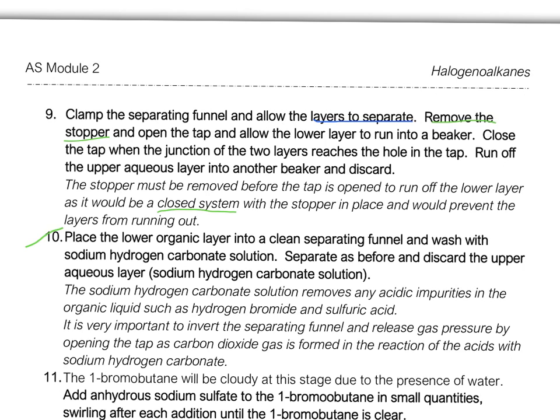And we allow our lower layer, our organic layer, and we run that off into a beaker. We want to close the tap, and this is sort of a professional practical note, when the junction of the two layers reaches the hole in the tap. So basically just before the aqueous layer starts to run into the beaker, then you stop it. You will lose a little tiny bit of your organic product, but that is seen as better than further contaminating your product by adding a little bit of the aqueous layer.